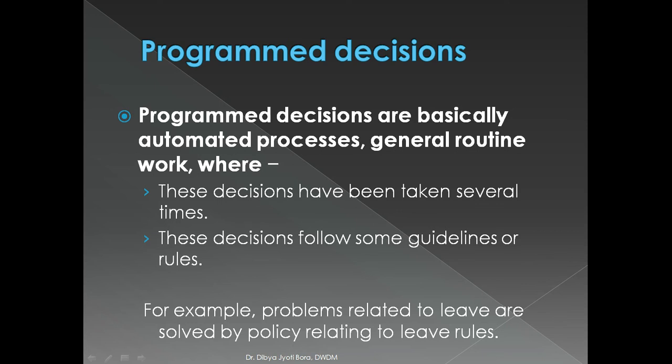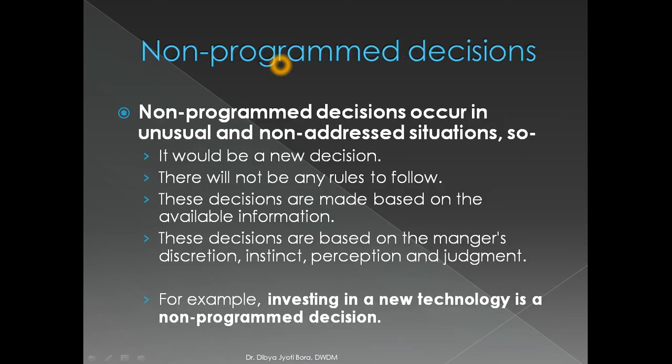So got it. So program decision is clear to you. Now coming to the non-program decision. Non-program decisions occur in unusual and non-addressed situations. So it would be a new decision. There will not be any rules to follow, and these decisions are made based on the available information, and this information is based on the manager's discretion, instinct, perception and judgment.